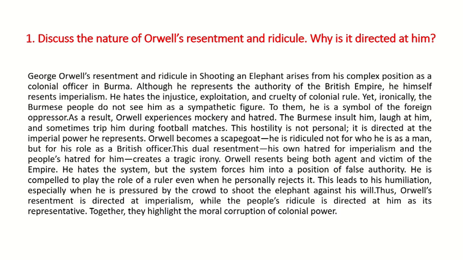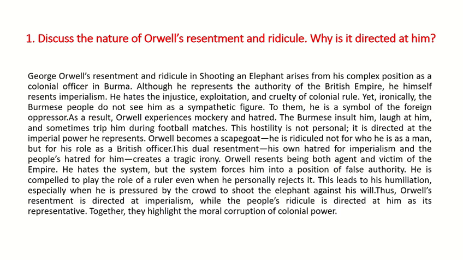George Orwell's resentment and ridicule in "Shooting an Elephant" arises from his complex position as a colonial officer in Burma. Although he represents the authority of the British Empire, he himself resents imperialism. He hates the injustice, exploitation, and cruelty of colonial rule. And ironically, the Burmese people do not see him as a sympathetic figure. To them, he is a symbol of the foreign oppressor. As a result, Orwell experiences mockery and hatred. The Burmese insult him, laugh at him, and sometimes strip him during football matches. This hostility is not personal, it is directed at the imperial power he represents.